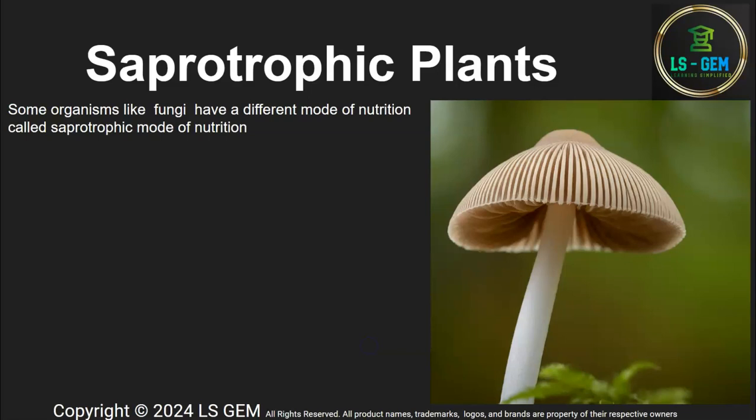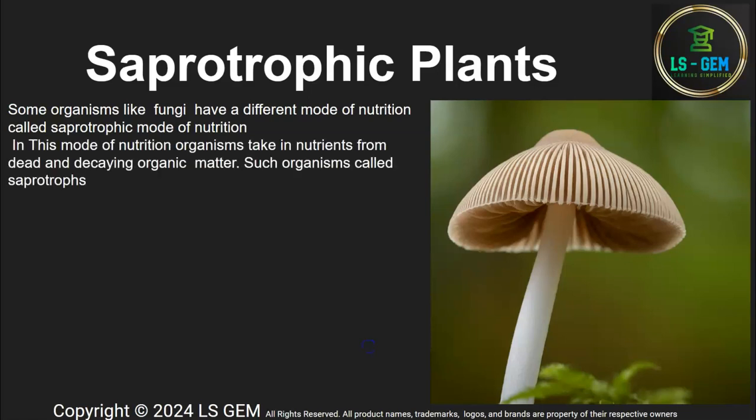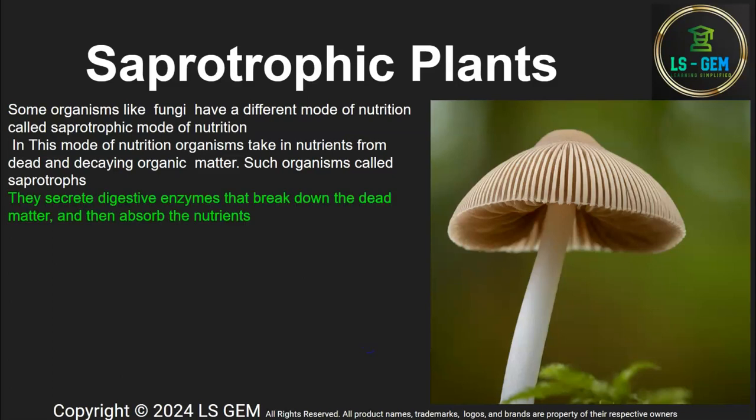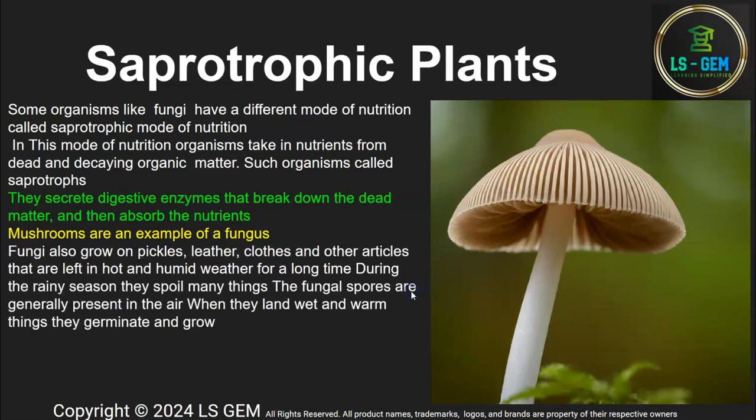Next one is saprotrophic plants. Some organisms like fungi have a different mode of nutrition called the saprotrophic mode of nutrition. In this mode of nutrition, organisms take in nutrients from dead and decaying matter. Such organisms are called saprotrophs. They secrete digestive enzymes that break down the dead matter and then absorb the nutrients. Mushrooms are an example of a fungus.